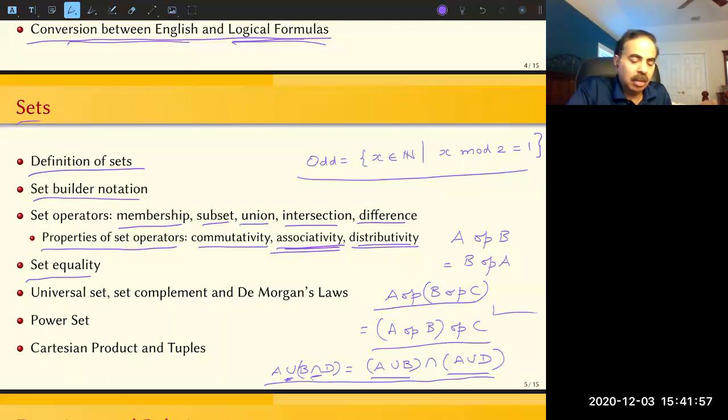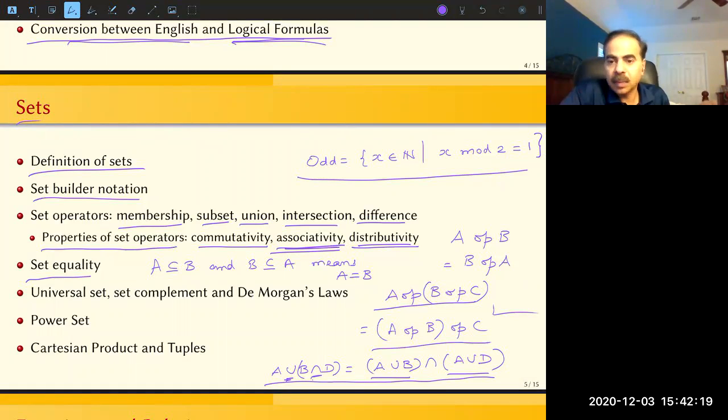So we talked about how to prove equality of sets, which basically means that you show that A is a subset of B and B is a subset of A, means A equals B, right? So this is how you prove equality. Or another way to do this is to say that every element of A is also an element of B, and every element of B is also an element of A. Then once again, you're able to prove that two sets A and B are equivalent.